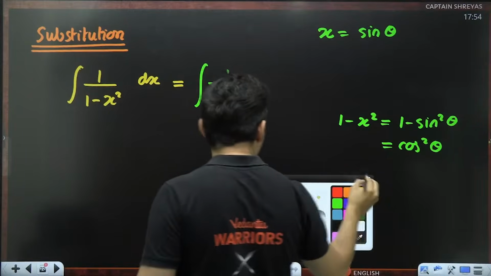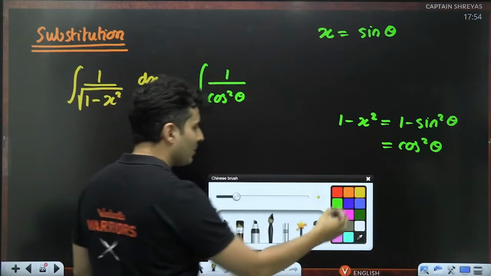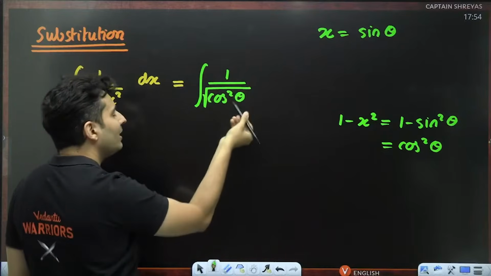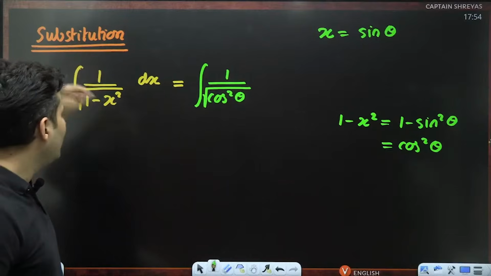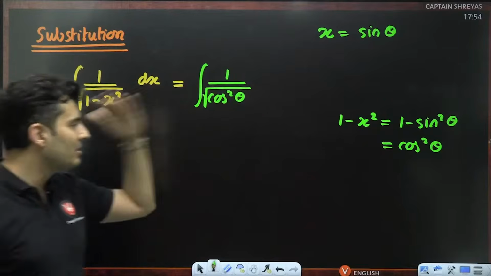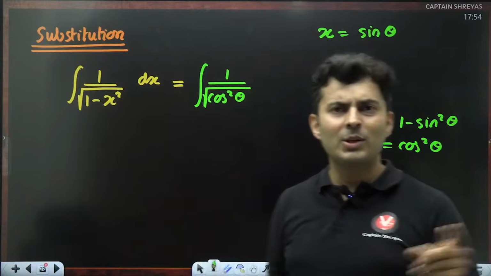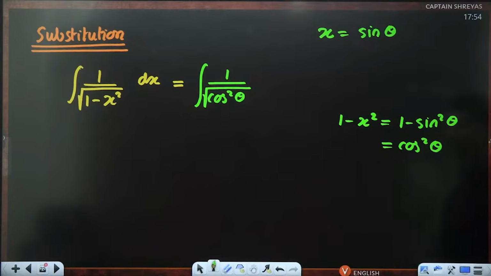And maybe, what if there was a root also? If there was a root also, then this would be under the root, and root of cos square theta would be basically just cos theta. So all those things can happen. This will only come with practice. The moment I see 1 minus x square, I generally think x can be put as sine theta or cos theta, because 1 minus sine square or 1 minus cos square is the other term.